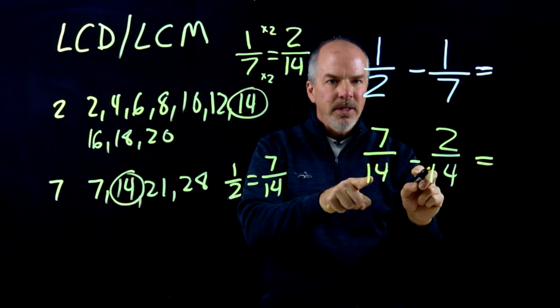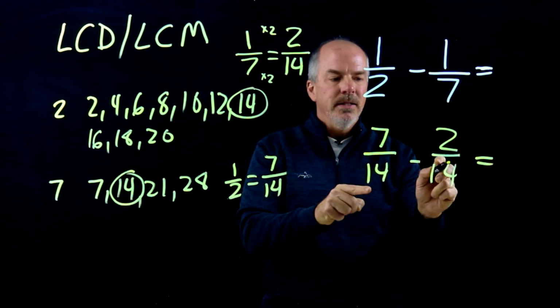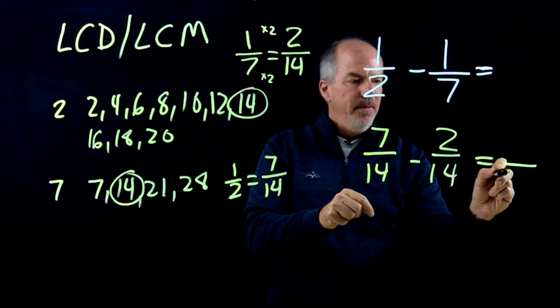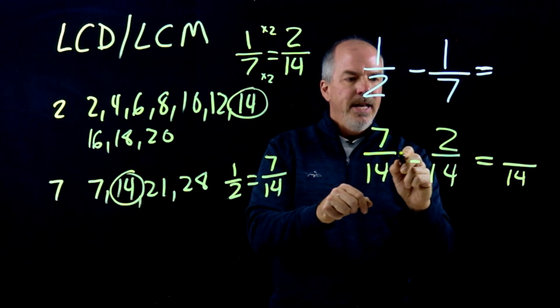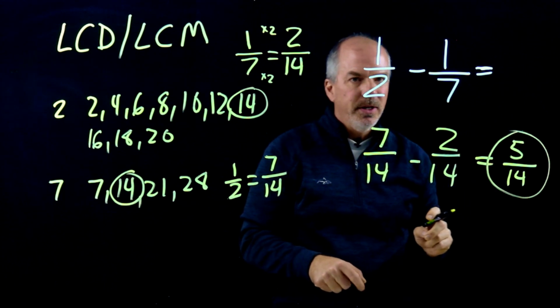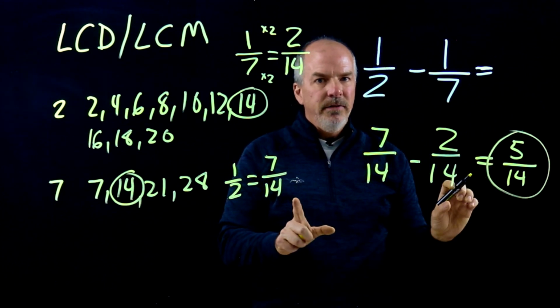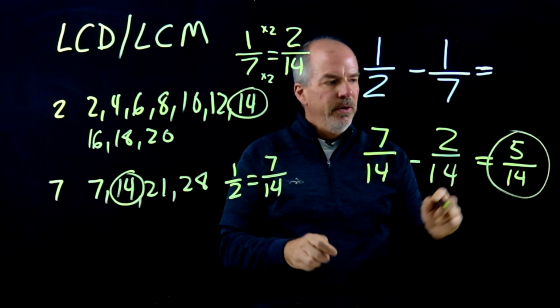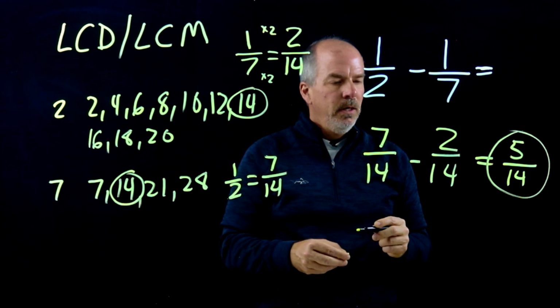So now that I have a common denominator and equivalent fractions, I can subtract. My denominator will be the same, and 7 minus 2 is 5 over 14. And again, this is simplest form because 5 and 14 do not share a factor other than 1 that will go into both of them. Okay? All right, let's do one more.